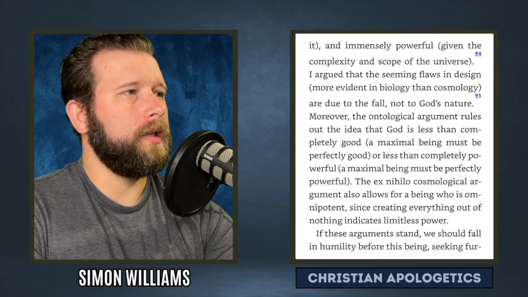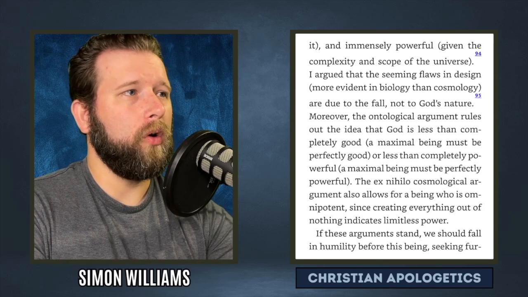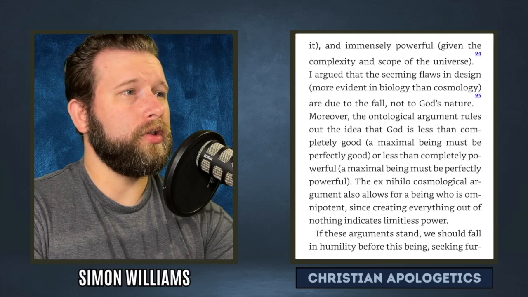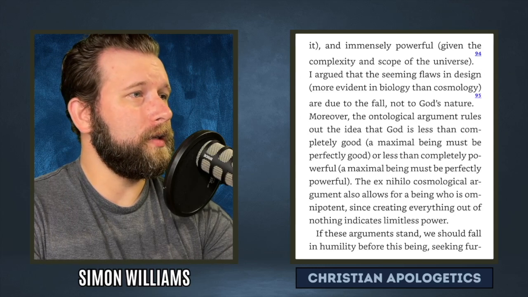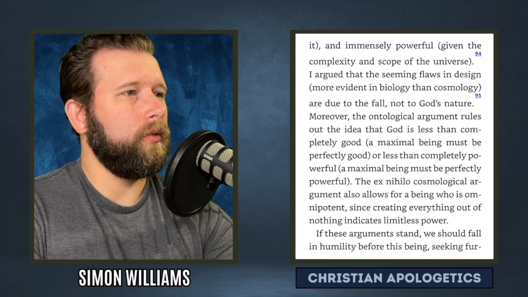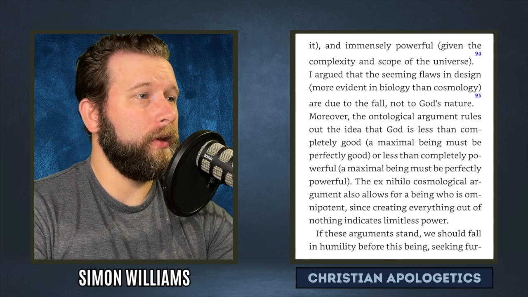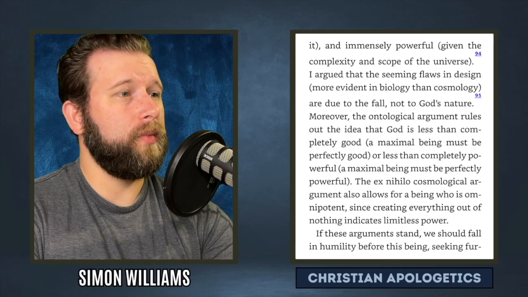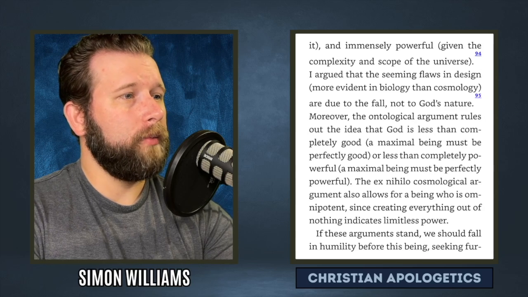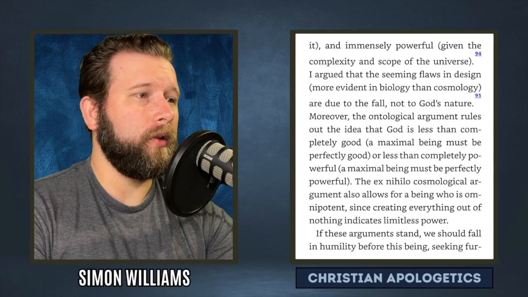I argue that the seeming flaws in design, more evident in biology than cosmology, are due to the fall, not to God's nature. Moreover, the ontological argument rules out the idea that God is less than completely good. A maximal being must be perfectly good. Or less than completely powerful. A maximal being must be perfectly powerful.